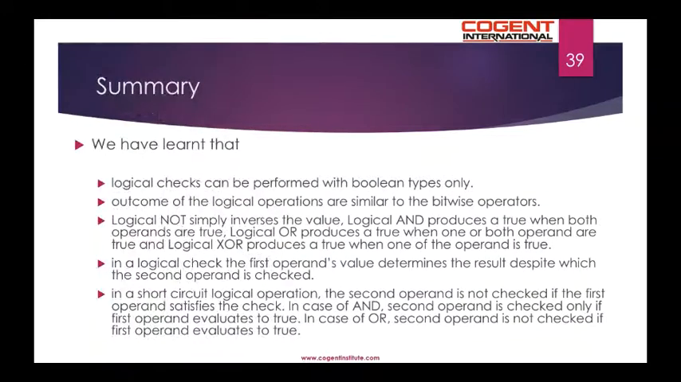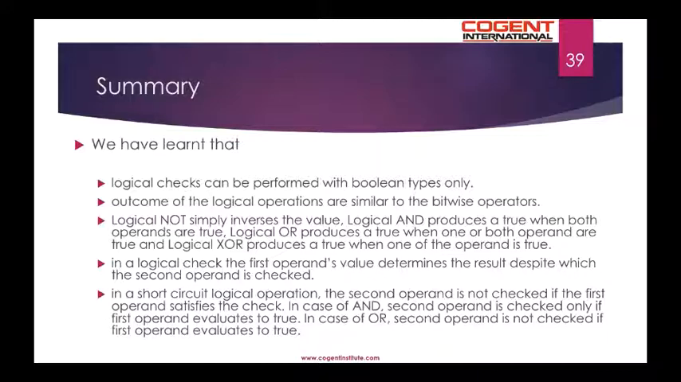To summarize, we have learned that logical checks can be performed with Boolean types only. The outcome of the logical operations is similar to the bitwise operators. Logical NOT simply inverts the value. Logical AND produces a true when both operands are true. Logical OR produces a true when one or both operands are true, and logical XOR produces a true when one of the operands is true.